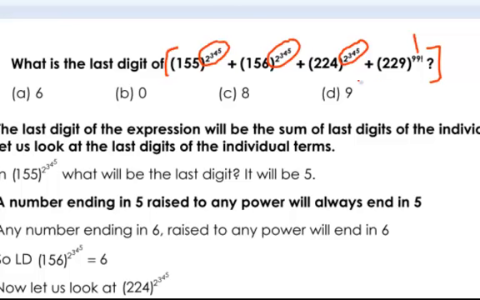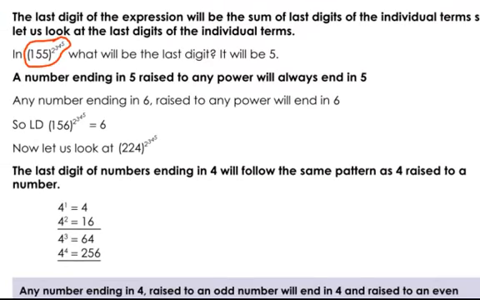Let's think it through. The last digit of this would be the sum of the last digit of this plus the last digit of this plus the last digit of this plus the last digit of this. So now let's individually find out the last digit of each of these terms. Let's take the first term, which is 155 raised to 2 raised to 3 raised to 4 raised to 5. Now what would be the last digit of this expression?